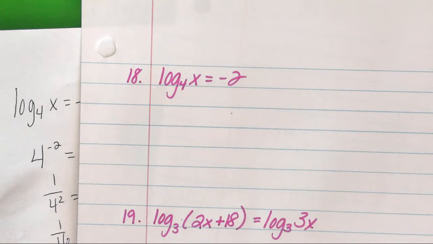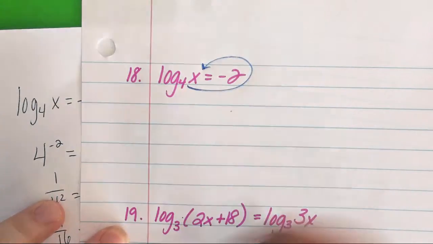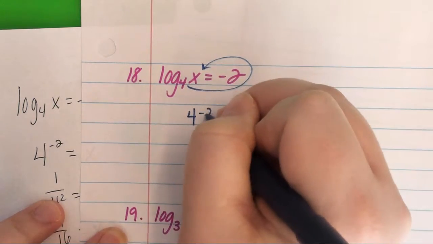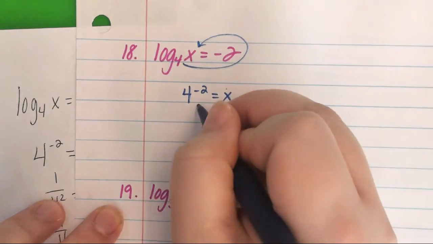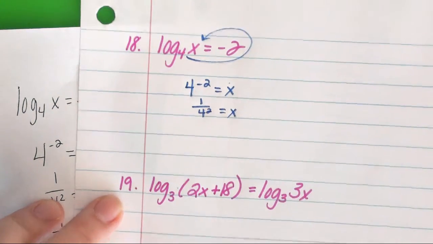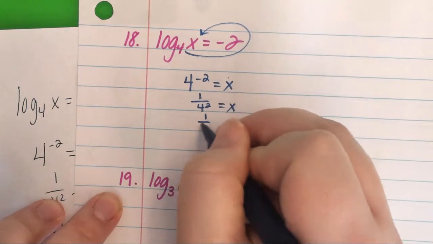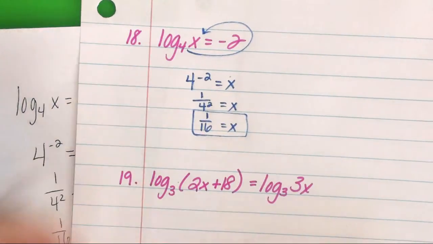Okay, let's do number 18. This was the problem. What we've got to do is solve for x. I normally draw an arrow. I don't know how y'all are doing it. So I say 4 to the negative 2 equals x. I can't have a negative exponent, so I put it in the denominator. I know what 4 squared is. It's 16, so it's 1 over 16 equals x.